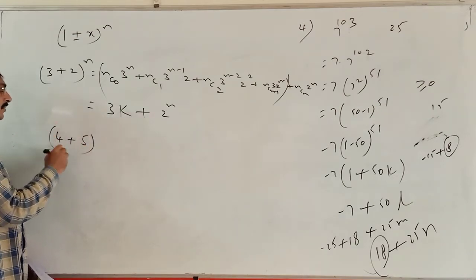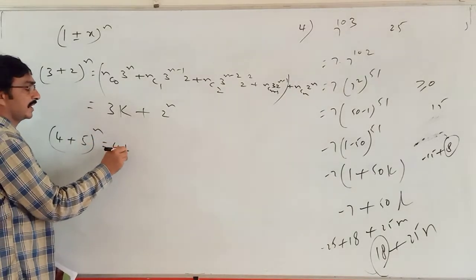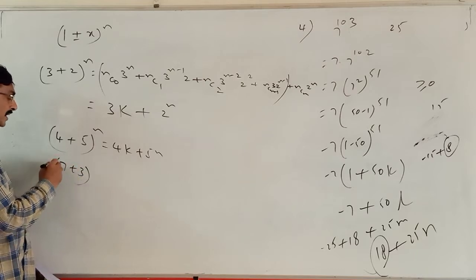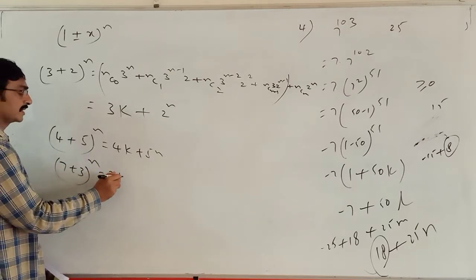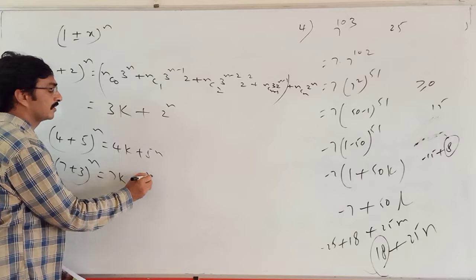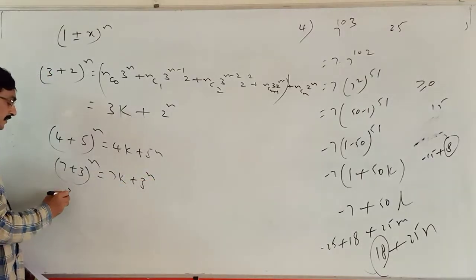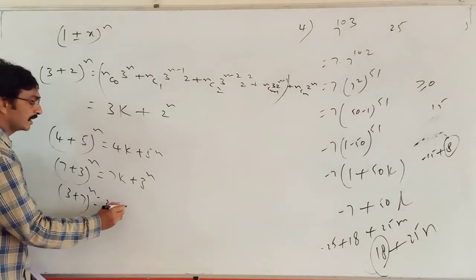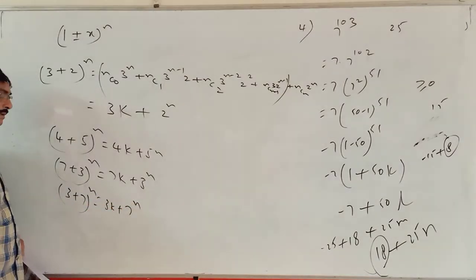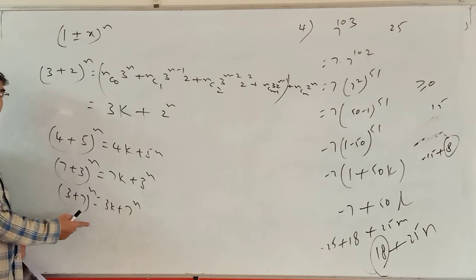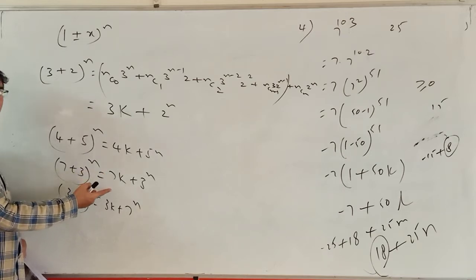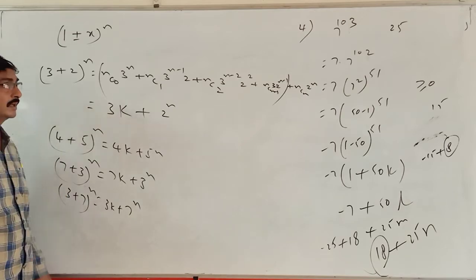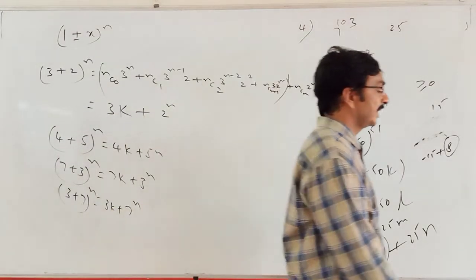Okay, we can extend this one. Suppose 4 plus 5 whole power n can be expressed as 4k plus 5 power n. 7 plus 3 whole power n can be expressed as 7k plus 3 power n. Of course, this can also be expressed as 3 plus 7 whole power n. In this case, we can express it as 3k plus 7 power n. Okay, and we write like this when we need divisible by 7; when we need divisible by 3, we write it like this. Okay, see problems related to this model.